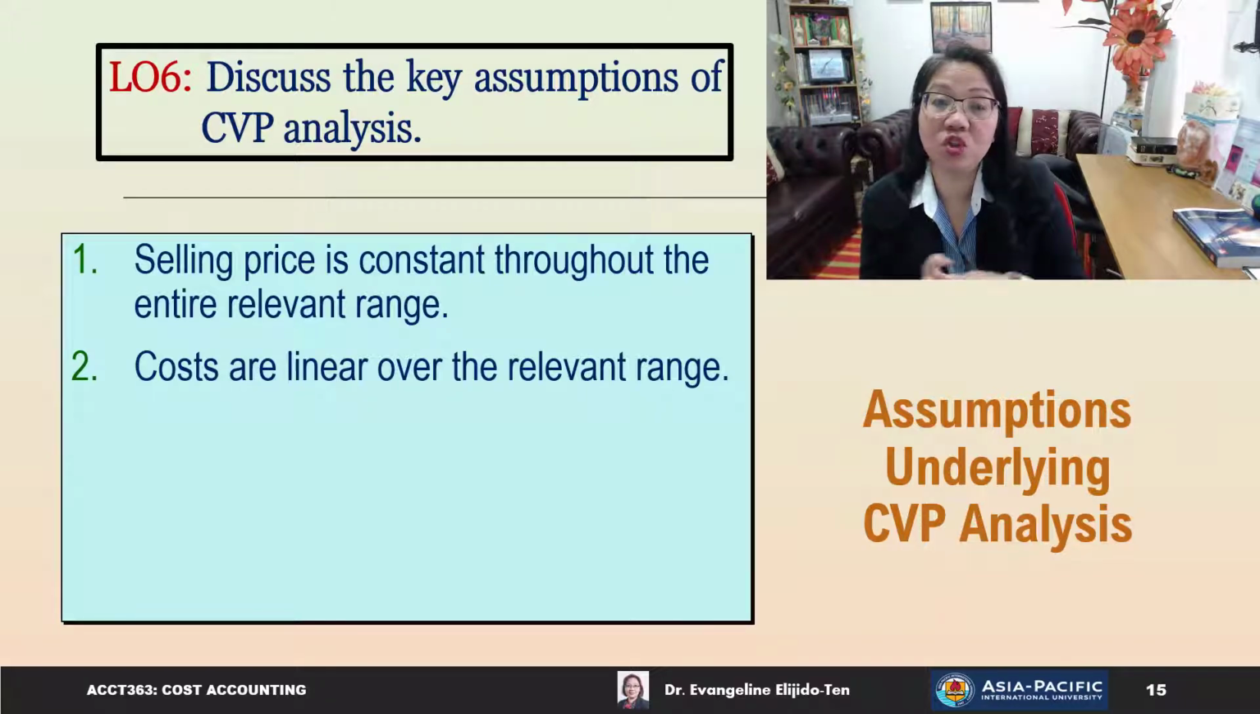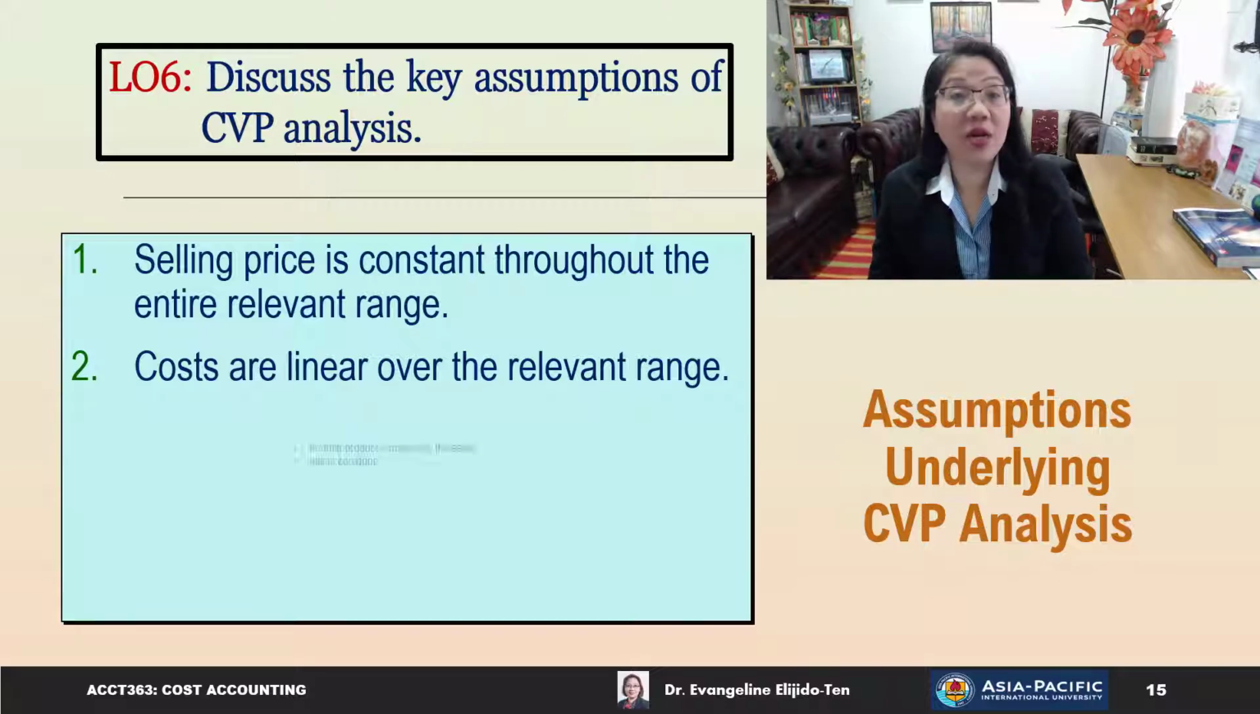Second assumption that goes with costs being linear is that the efficiency and productivity of the production process and workers remain constant. So we are not taking into account here the efficiencies of the workers. As they become more efficient, it takes less time for them to produce the product. We are not taking that into account.